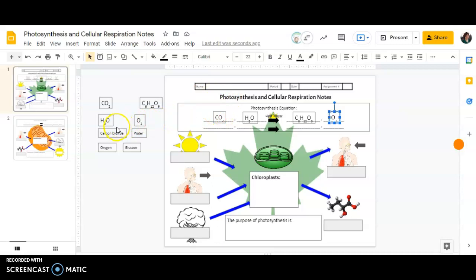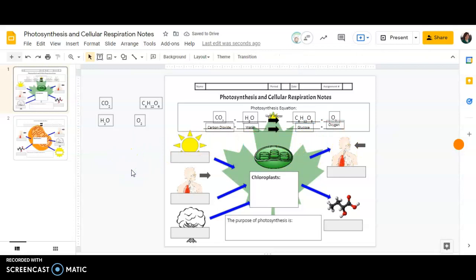Okay, so CO2 we know is carbon dioxide, and H2O is water. And O2, oh my gosh, oops, that's oxygen. O2 is oxygen, and C6H12O6 is glucose. All right, so there is your chemical reaction. CO2 plus H2O gives you C6H12O6 plus O2.